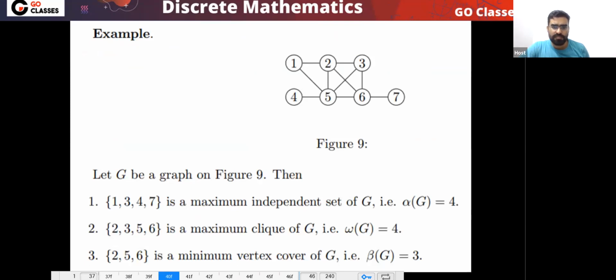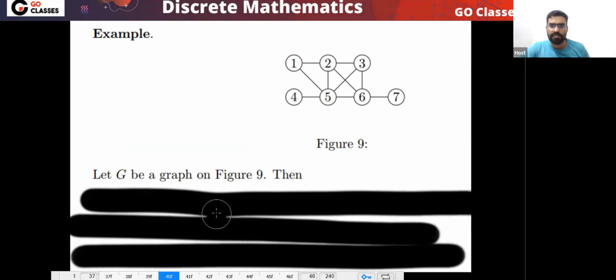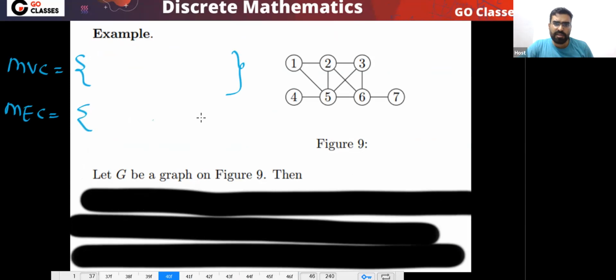Okay, let's see this question. Can you try this question? Let me remove the answer. Now try this question. For this graph, tell me what is the minimum vertex cover, what is the minimum edge cover, and what is the maximum independent set, the largest maximum independent set?